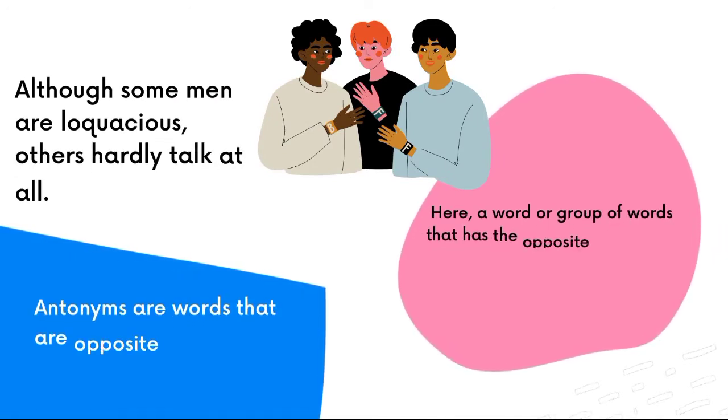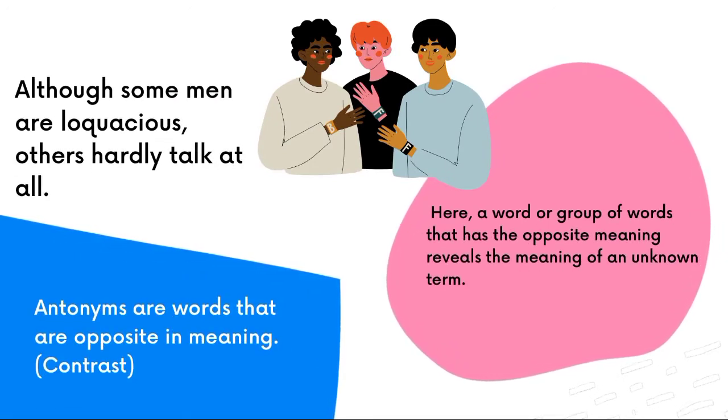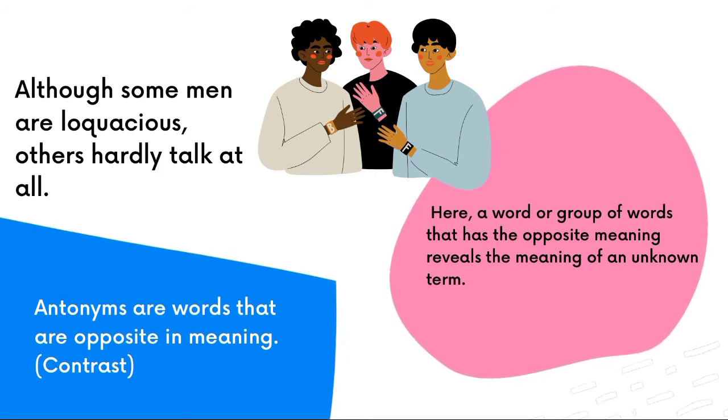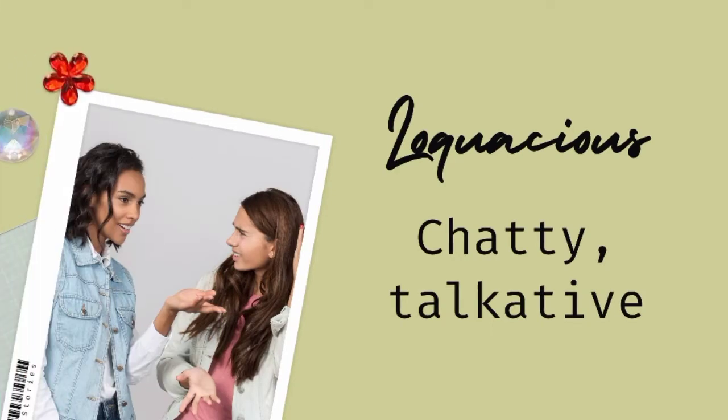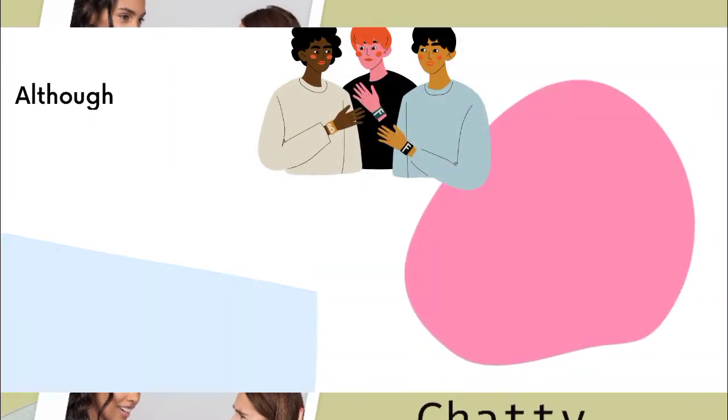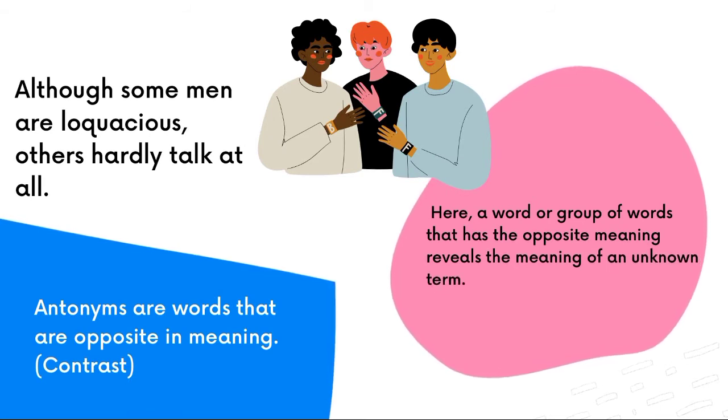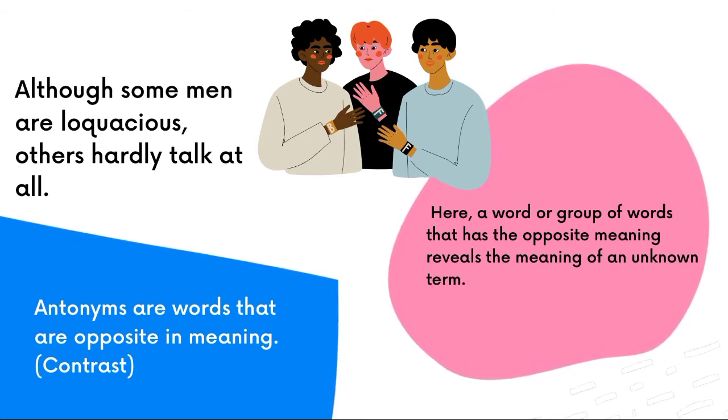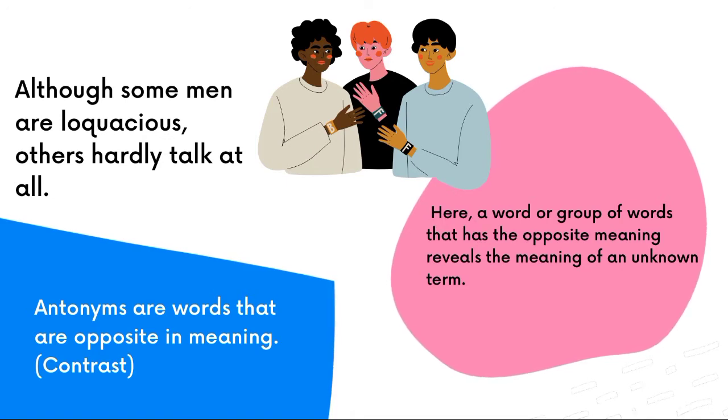Although some men are loquacious, others hardly talk at all. So what do you think loquacious means? This gives us a hint that loquacious means talkative or chatty. Okay, a loquacious person is a talkative person. It's someone who likes to talk. He's garrulous. So this gives you a hint that loquacious is someone who talks a lot, because we also have the antonym in the sentence which says others hardly talk at all. So that gives you a clue.